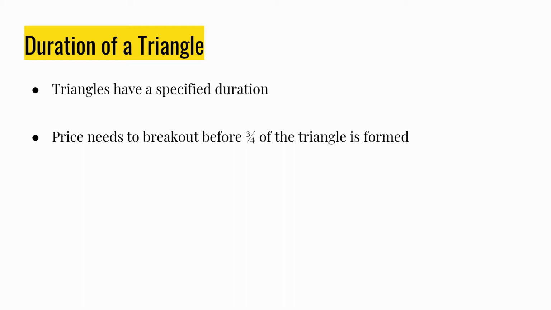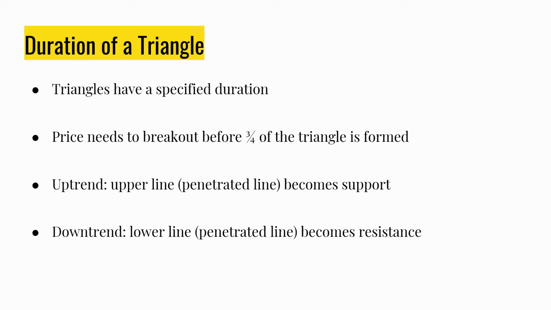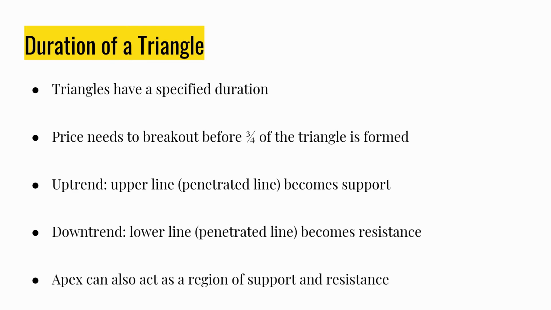So this means that price should almost always break out before reaching the apex, or else the pattern is weak and should be avoided. What direction the price breaks out to is dependent on the previous trend. So, if the previous trend was an uptrend, the upper line will be penetrated and will now become support if price retracts back to the triangle, as it sometimes does. In a downtrend, the lower line will be penetrated and this becomes resistance. The apex can also act as a region of support and resistance.